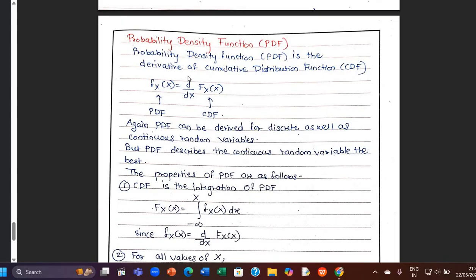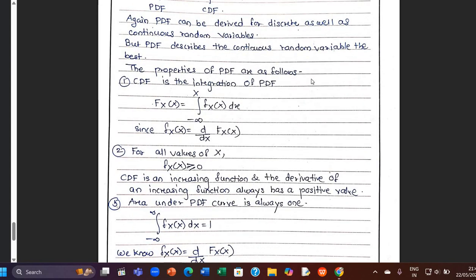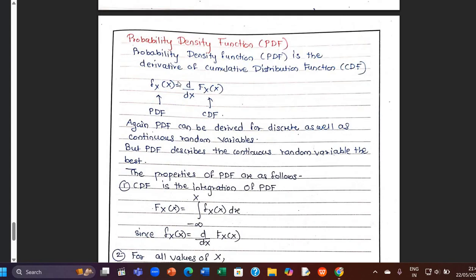Probability density function is the derivative of the cumulative distribution function, that is CDF. So f_X(x), as you can see, is equal to d/dx of F_X(x). This is our density function, and accordingly we need to calculate. Now it can be derived for discrete as well as continuous random variables, and it describes a continuous random variable in a better way as far as its utility or actual application is considered.